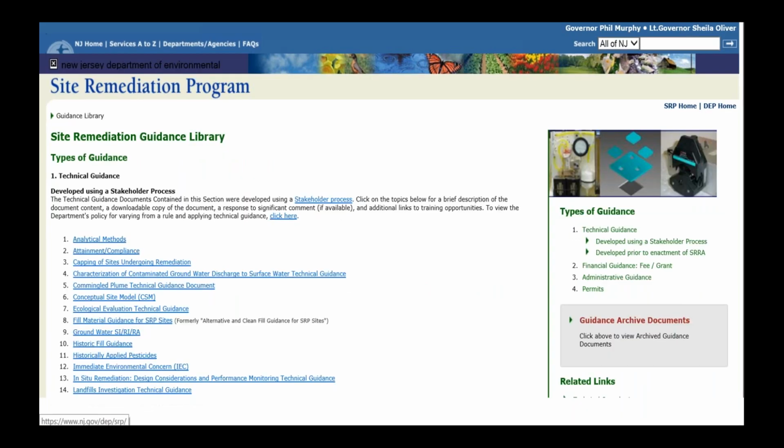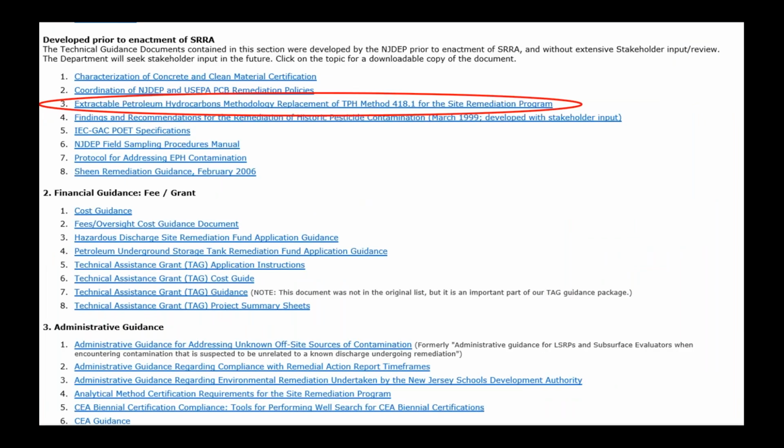I wanted to point out the guidance library. There's a couple of guidance documents that pertain to UHOT specifically. I know that the attainment and compliance guidance document is something used, especially since arithmetic mean is used frequently on UHOT cases. And the other guidance I wanted to point out is the EPH guidance document, which will have an update this year, probably early in the summertime. There's other guidance here, other technical guidance, financial guidance, administrative, and permit guidance as well, which is all useful across the program.